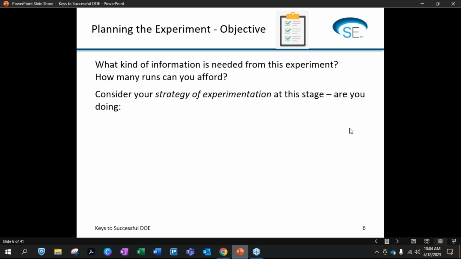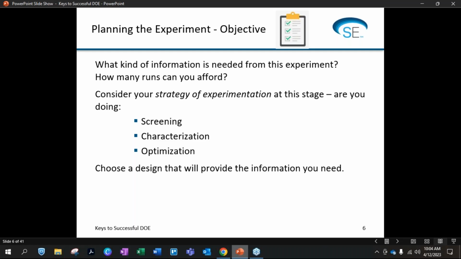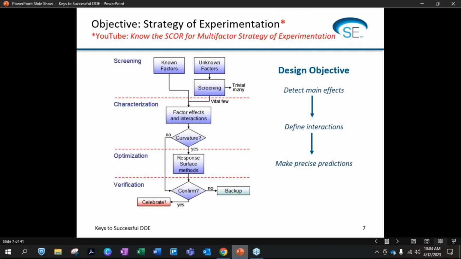So we're going to be talking about the strategy of experimentation at this stage. Are you doing a screening design? Are you doing a characterization design? Are you doing an optimization design? And so I have a couple pages to kind of define those further here. So you're going to choose a design that provides the information that you need.